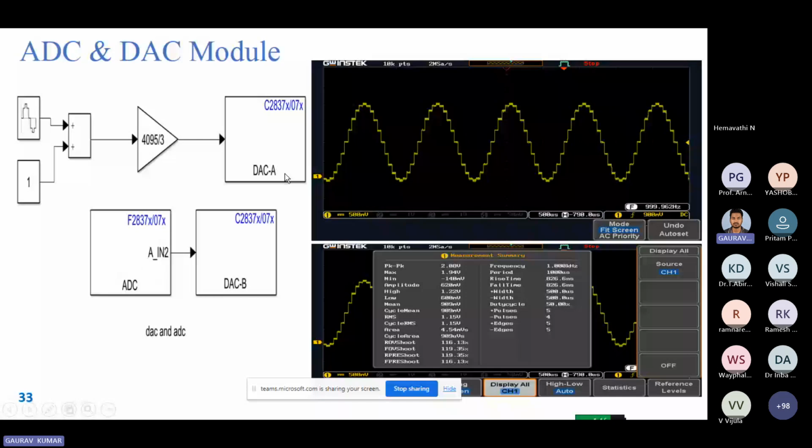From pin 30, which is DAC A output, it will be given to the ADC channel on pin number 29. I have selected ADC input on pin 29, so I have given it there, and again it will convert the analog value into a digital value. This digital value is fed to the DAC channel, and we can sense the DAC output from the output channel. Going to the next slide.